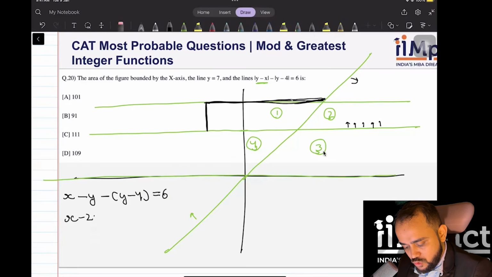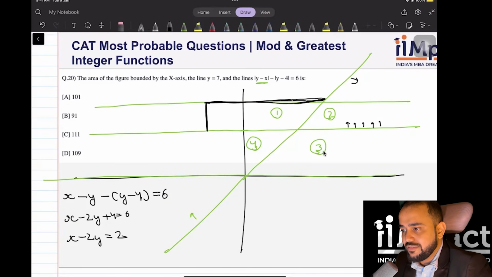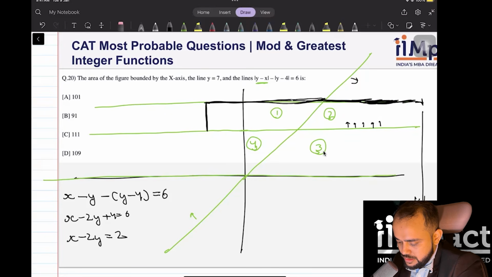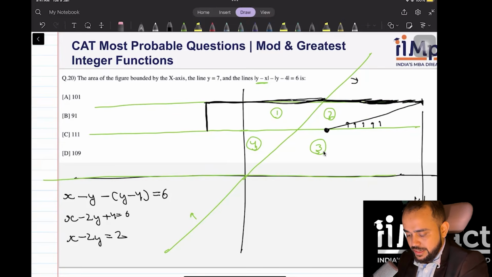This will give you x minus 2y plus 4 is equal to 6, or x minus 2y is equal to 2. Now if I put y is equal to 7, I will get x is equal to 16. So this is going to continue till x is equal to 16. Before that, it's going to be a line of slope 1 by 2. So if I take it to this point, y is equal to 4, x will turn out to be 10. So this is x is equal to 10.